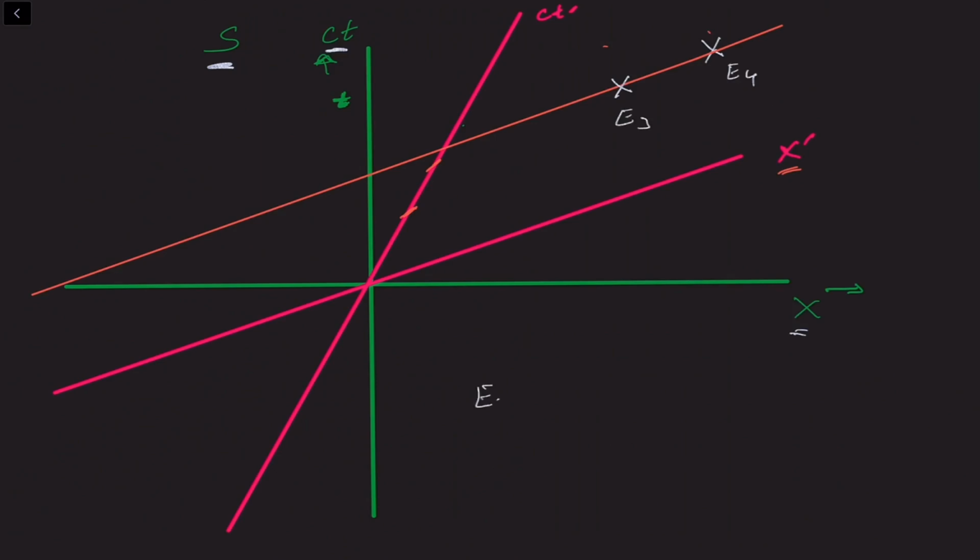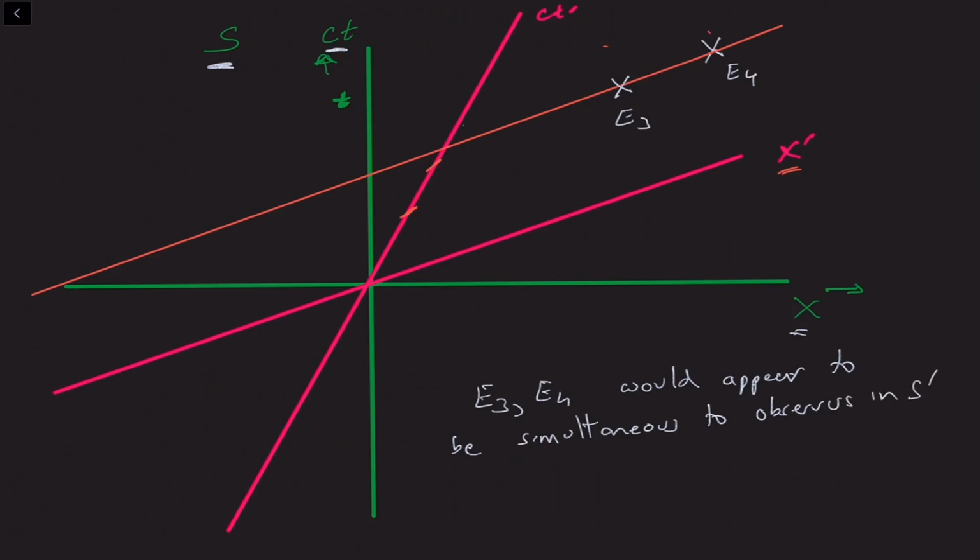So E3 and E4 would appear to be simultaneous to observers in S prime. But now what would an observer in the frame S conclude about events E3 and E4? Well, that's easy to see. What we do is, again, we draw grid lines which are parallel to the x-axis, which pass through the points E3 and E4. So here are those grid lines.